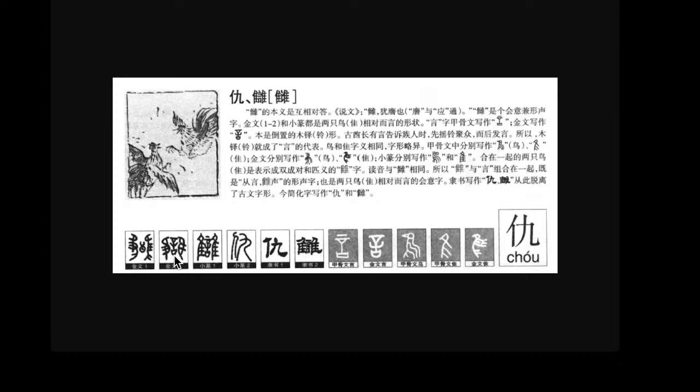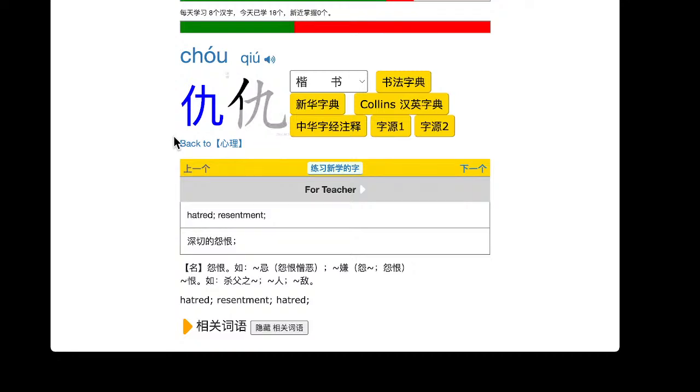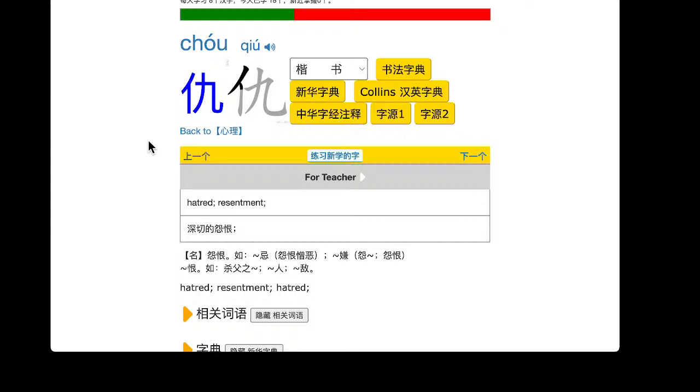But later on they drastically changed the construction of the word. It goes with a person radical and a 酒. Now this one has nothing to do with the old way of constructing the character. And I'm not sure why this one is related to hatred. Why this one is companion, that's understandable. But the etymology, why all of a sudden it changed into this shape, I'm not sure. I cannot make sense of it.